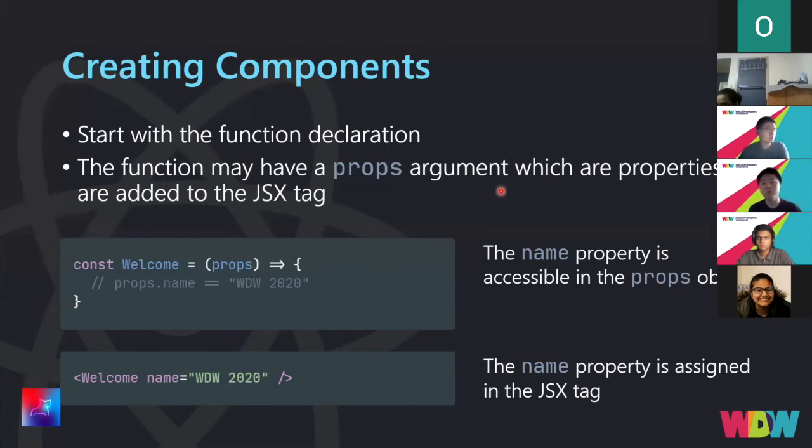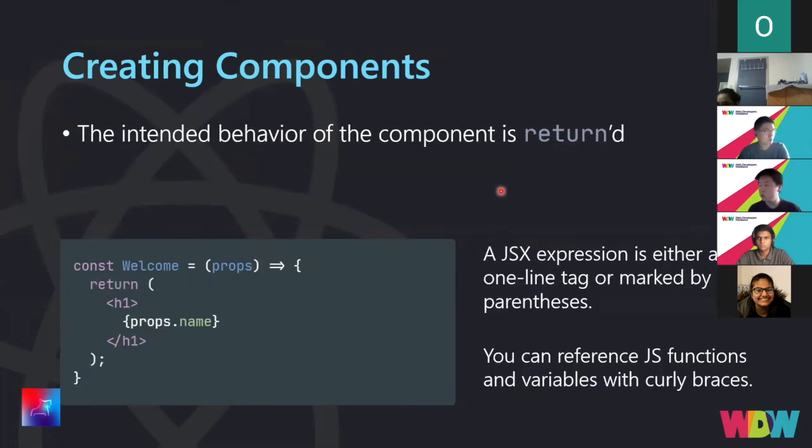Now, what if we want to make it look different? When we create components, we can return the output behavior of the components as HTML or JSX. It's as simple as doing a return statement inside our component. In fact, every single component must have a return statement, because if you do not have one, React doesn't know how to render that component.